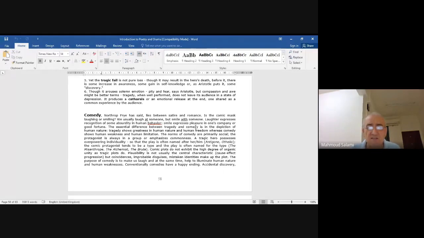Yeah, I think this is nice, the difference between tragedy and comedy here. Now, the norms of comedy are primarily social, and here the protagonist is always in a group, which emphasizes commonness, not on his own, but normally with a group of people. We say a tragic hero possesses overpowering individuality. In a tragedy, a hero is an individual, whereas in a comedy, mostly a type, mostly like many others.